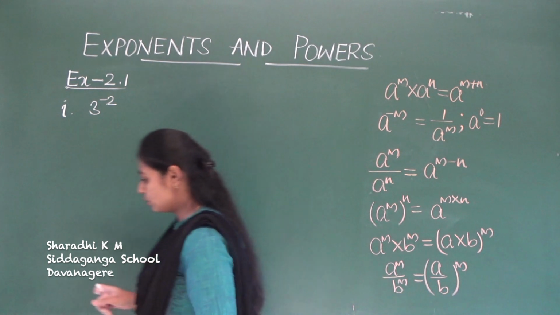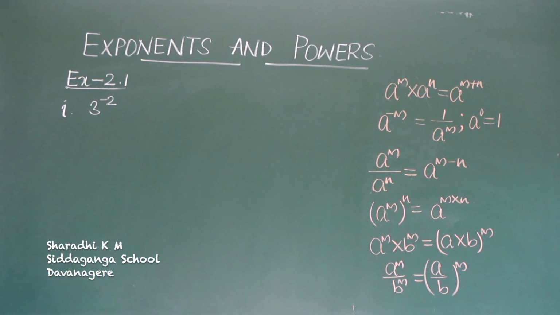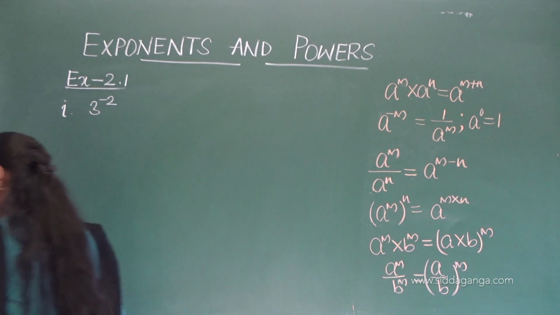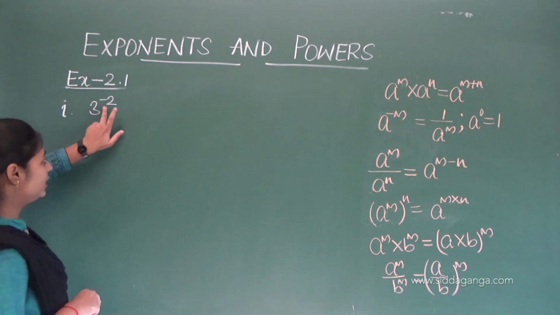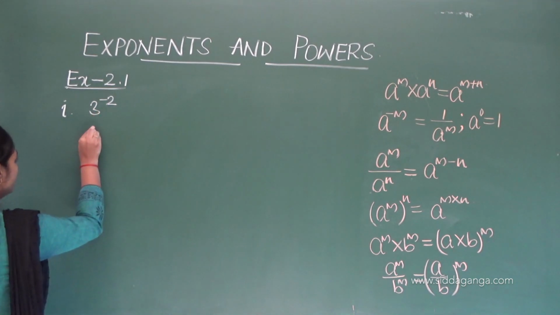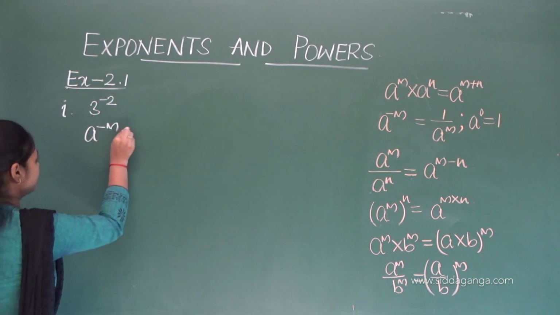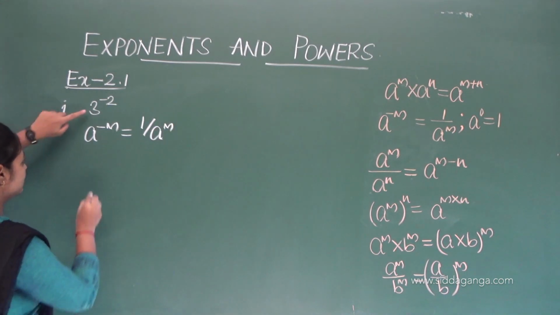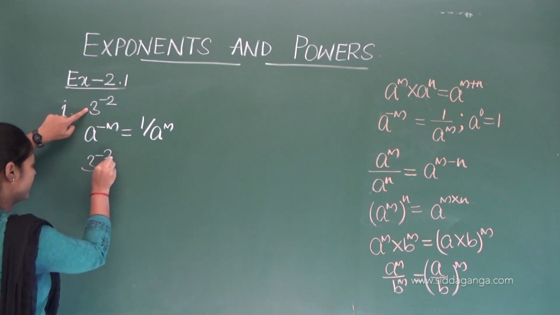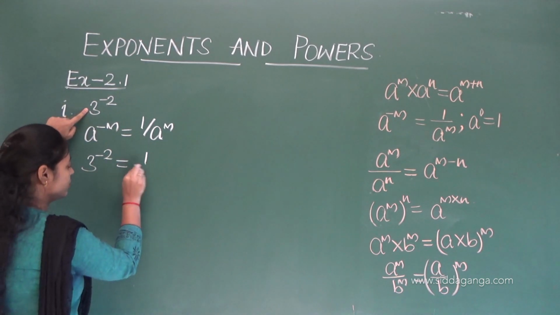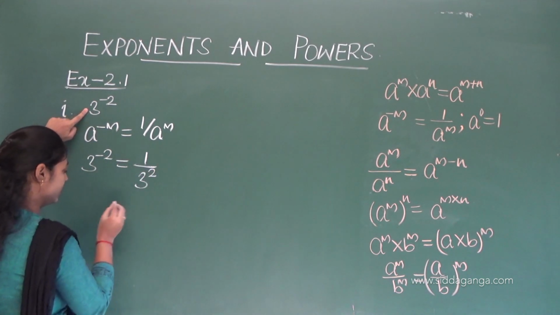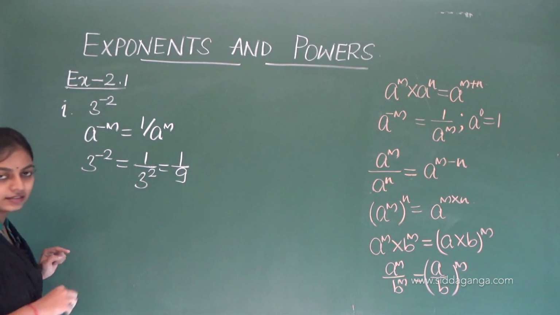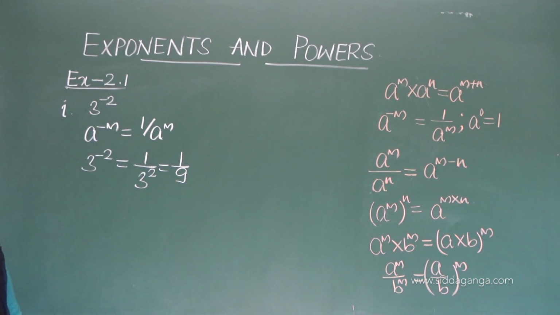Next, exercise 2.1, exponents and powers. First exercise, first main: evaluate 3 raised to the power of minus 2. The law for a negative exponent: a raised to the power of minus m is equal to 1 divided by a raised to the power of m. So, 3 raised to the power of minus 2 is equal to 1 divided by 3 square, that is equal to 1 divided by 3 into 3 is 9, that is 1 by 9.